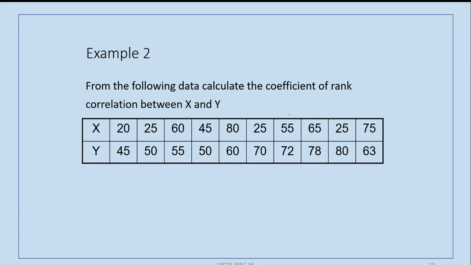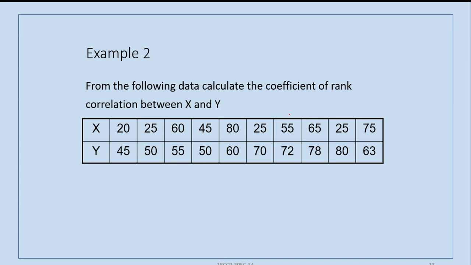So one rank is repeated 3 times, so M is equal to 3 for the X series. Y series: 50 is repeated 2 times. The lowest number is 45 and the highest number is 80 in this series also. So 45 is first position and 80 is 10. After 45, 50 comes 2 times, that is positions 2 and 3. 2 plus 3 by 2 is 2.5, so for 50 we will assign 2.5.